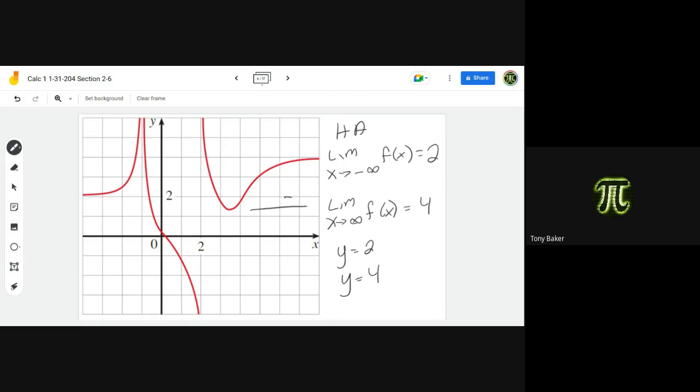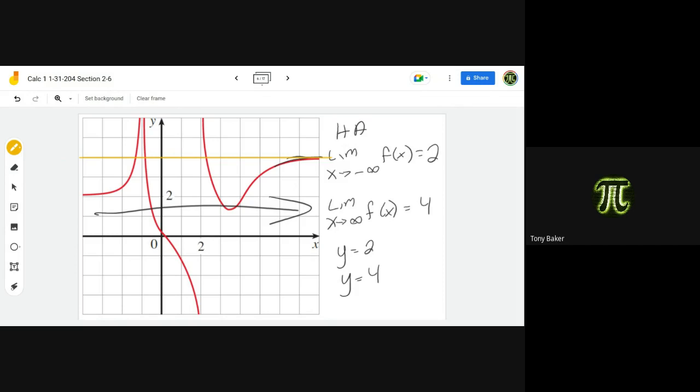We're going this direction, which means it's getting closer and closer to there. When it asks you a question like that, you have to look at the direction to decide. We're looking as x goes to infinity, so we're going that direction. As x gets bigger and bigger, what's this graph doing? It's getting closer and closer to that line, which is y equals 4. We're going the other direction.